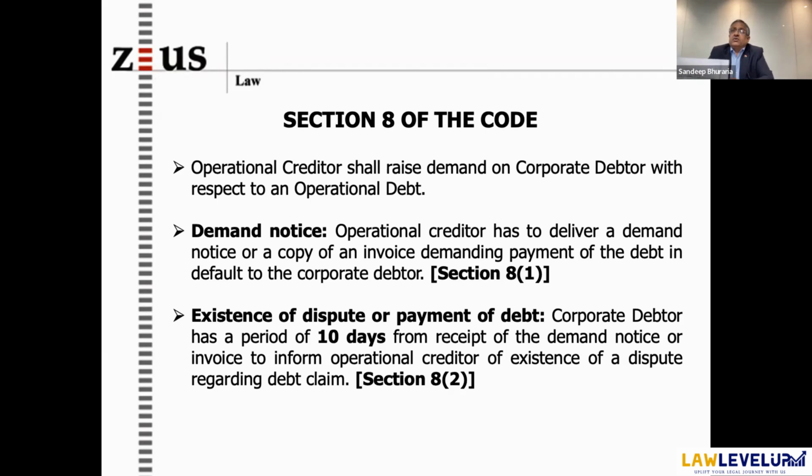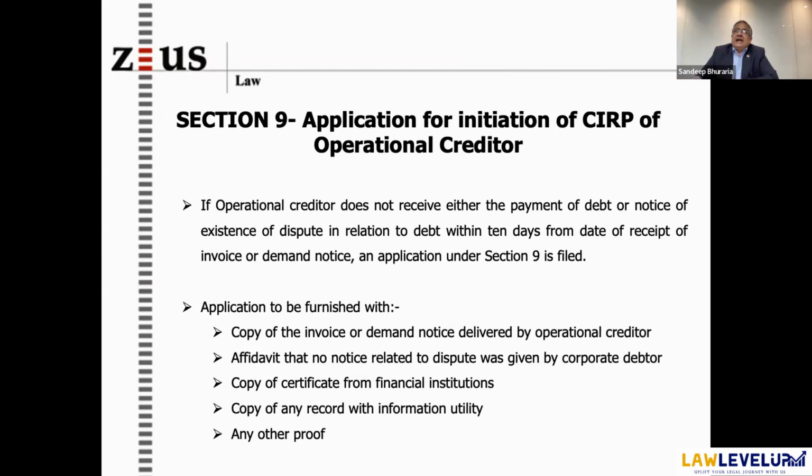And if the corporate debtor has served a reply raising a dispute against the goods or services provided, or has raised a dispute against the delivery of those goods and services, then ordinarily the adjudicating authority normally would not admit such a petition. Now, application for initiation of CIRP. Assuming there is no receipt of any reply on the demand notice, then the operational creditor will file a petition under Section 9.